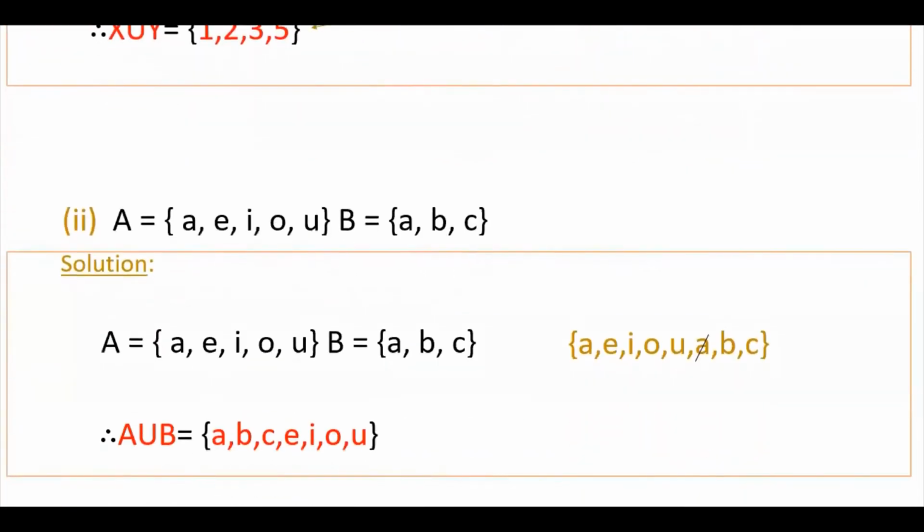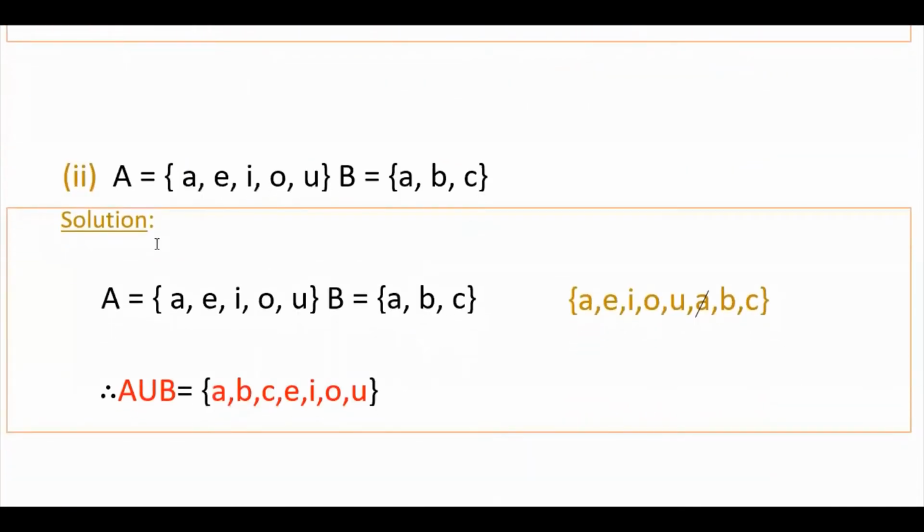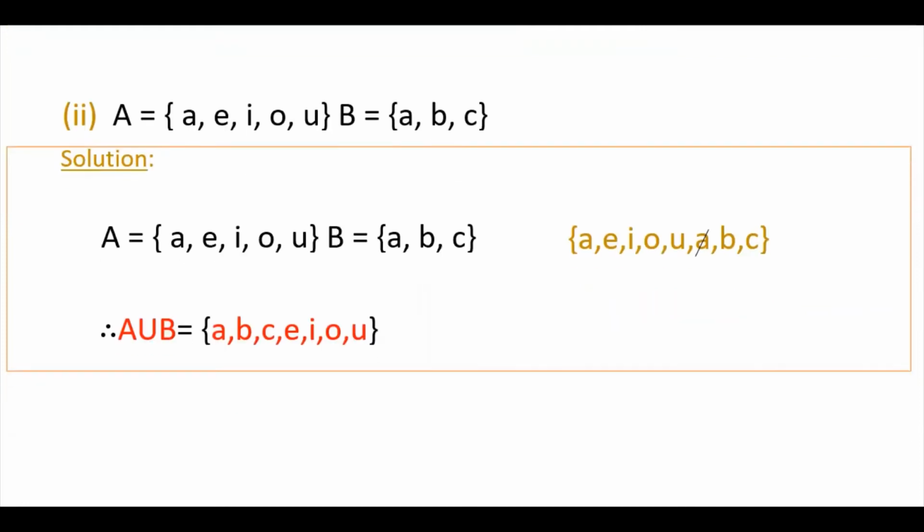And the second one: in the first set A, the elements are a, e, i, o, u, and in the second set B, the elements are a, b, c. If you union these two sets, A union B, only a is repeating here, so you can cancel it. And if you write in order, a, b, c, e, i, o, u are the elements of A union B.